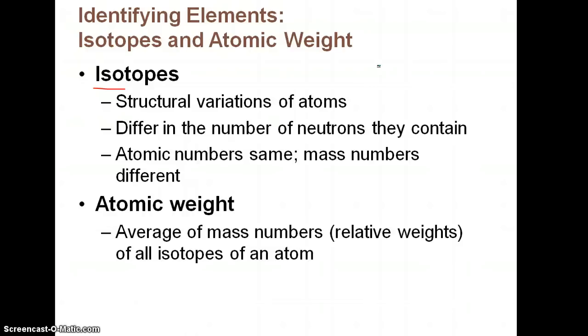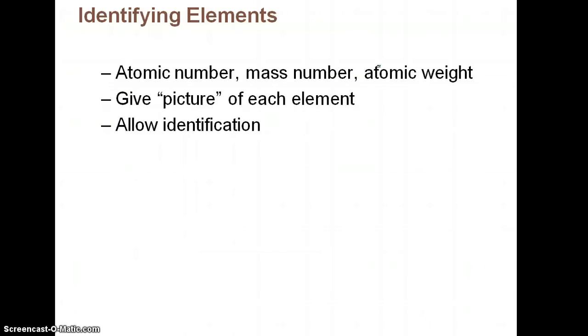Hopefully you calculated these in chemistry. So you look at the different isotopes of an atom, and you also have to look at the percentage that they exist in nature. And so you take that into account whenever they calculate the average mass numbers of all isotopes of an atom. So identifying elements: atomic number, mass number, and atomic weight. They give the picture of each element, and that allows you to identify the element. So if you know that information, you can identify what element it is.